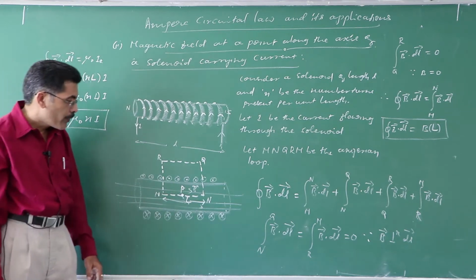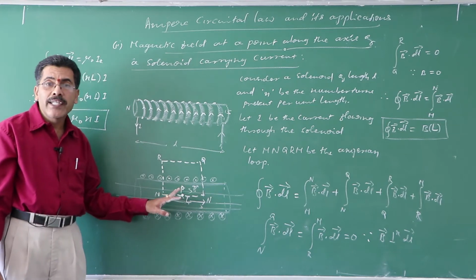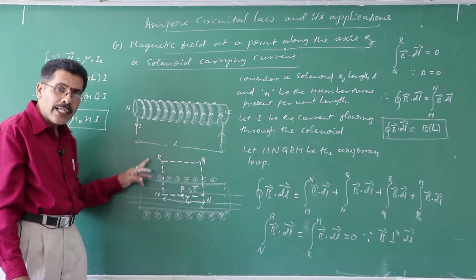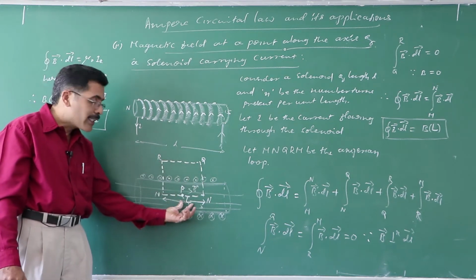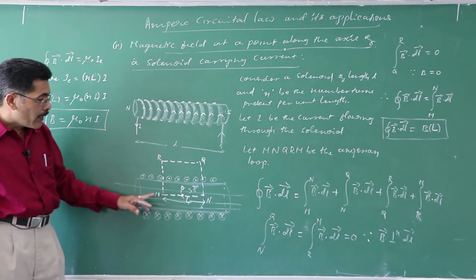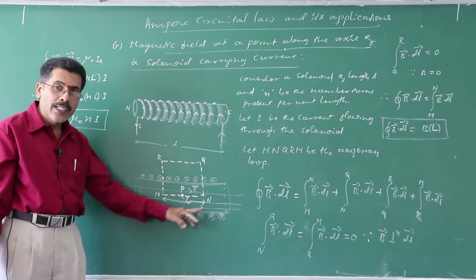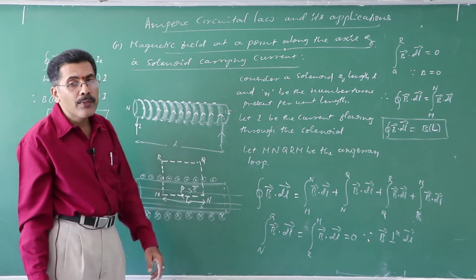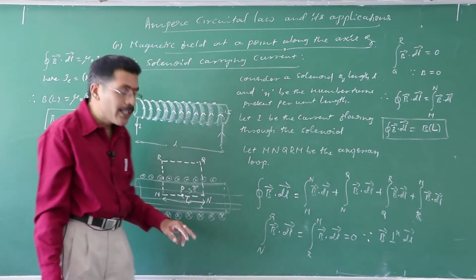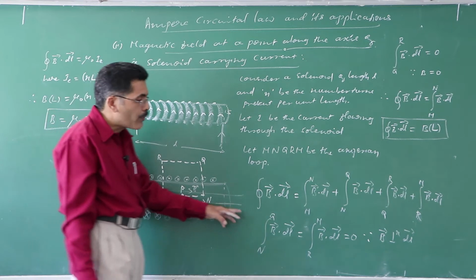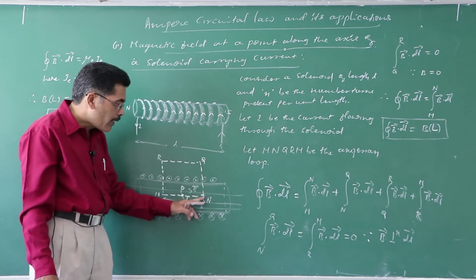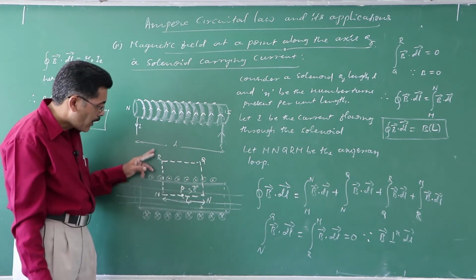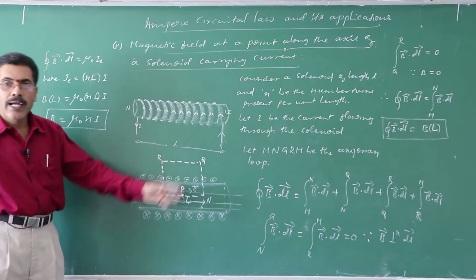Let me take the schematic diagram of this solenoid, and let P be a point inside the solenoid along its axis. To determine the magnetic field at any point inside the solenoid, I just imagine a rectangular Amperian loop of length L. MNQR is the Amperian loop. Then, according to Ampere's circuital law, the line integral of the magnetic field around this loop equals the integral from M to N of B dot dl, N to Q B dot dl, Q to R B dot dl, R to M B dot dl. I have integrated that.